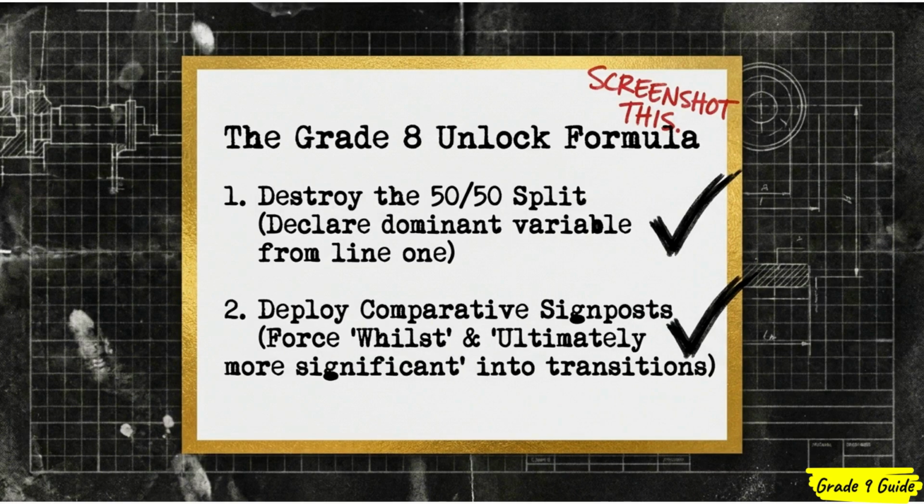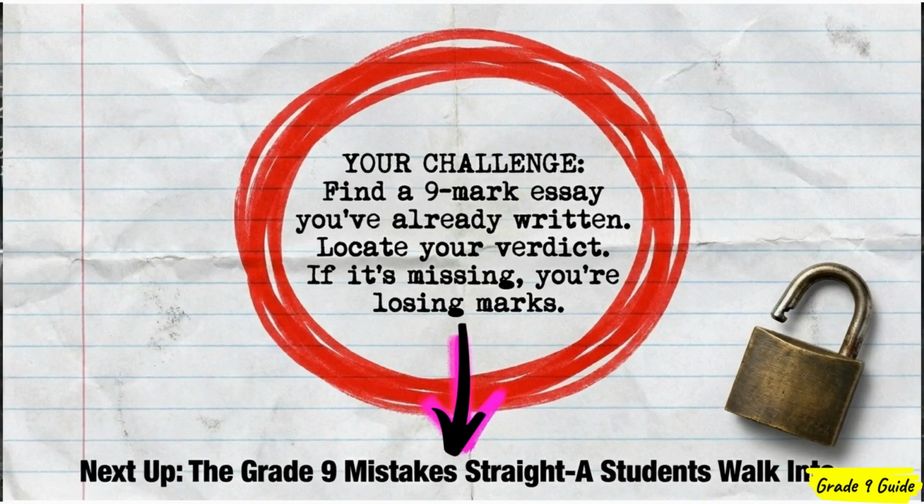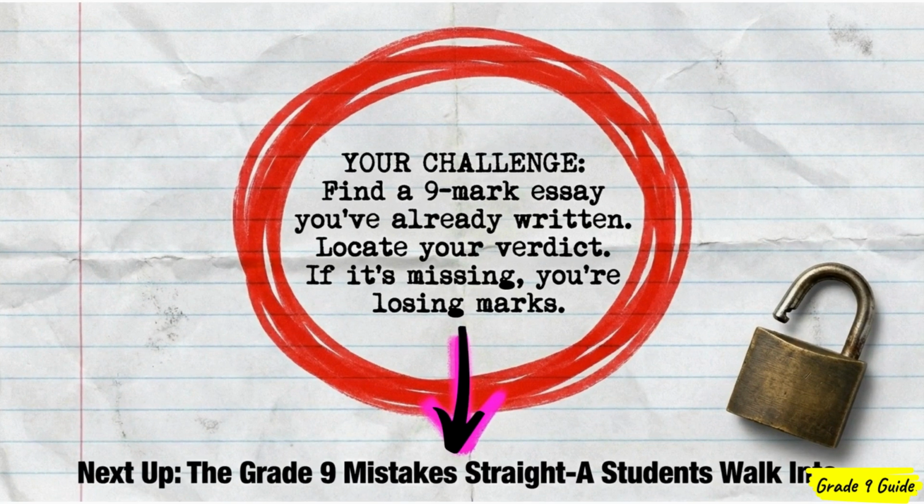Screenshot this. This is your grade 8 unlock formula. Destroy the 50-50 split. Before you write a single sentence of your essay, declare which factor is your dominant variable. Commit to it from line 1. Deploy comparative signposts. Force whilst, in contrast, and ultimately more significant into your transitions. If your paragraphs can exist independently without these words, they are not evaluating. They are explaining.